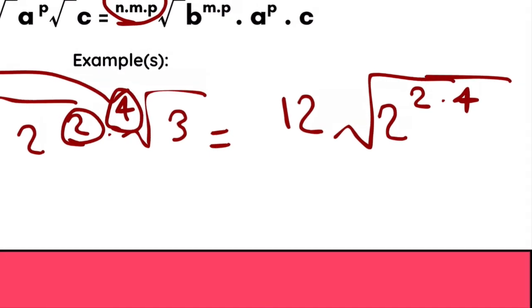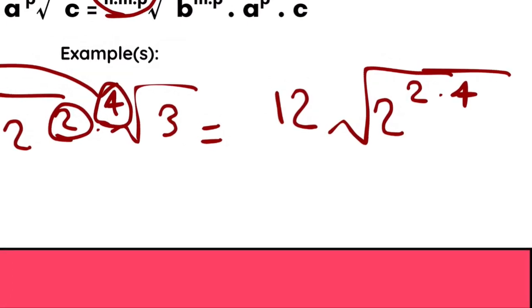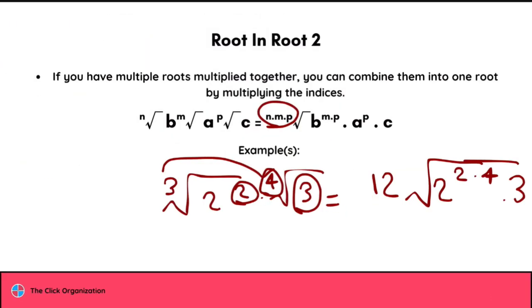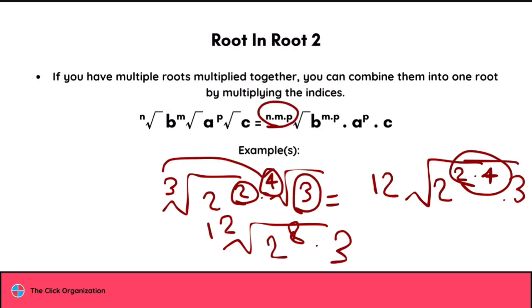Okay, so 2 times 4 times 3. Do you know why? Because 3 is in here, it's a radicand, but it doesn't have any roots or any powers in front of it. So yeah, this is how we do the operation. So it basically will equal the 12th root of 2 to the power of 8 times 3.